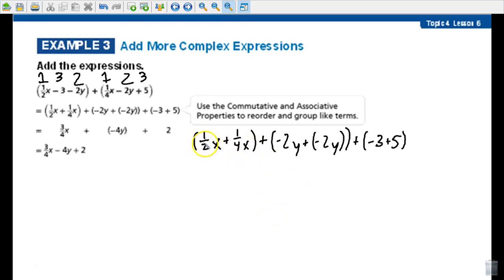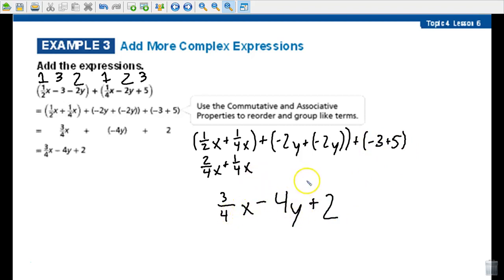So I cannot combine 1/2 and 1/4 because they do not have a common denominator. I need a common denominator. So I changed the 1/2 to 2/4. That becomes 2/4 x plus 1/4 x. So 2 plus 1 is 3. The bottom stays the same, so I get 3/4 x. And then negative 2y plus negative 2y is negative 4y. And then negative 3 plus 5 would be positive 2.